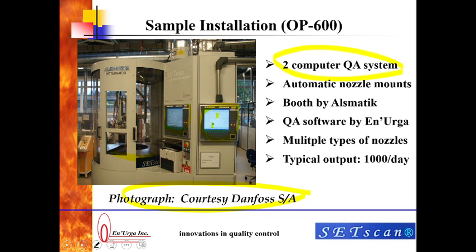The operator comes here, he stands here, he loads the nozzle onto here. It is an automatic nozzle mount. The moment he puts a nozzle there, it goes to the center of the patternator, goes down and starts spraying. And the patternator takes a look at the data and tells you whether the nozzle is good or bad. This particular booth is designed by another company called Alsmatic, and we supply the quality audit software. You can do different types of nozzles with such a quality audit system, and the typical output is roughly about 1000 nozzles in an 8-hour shift.